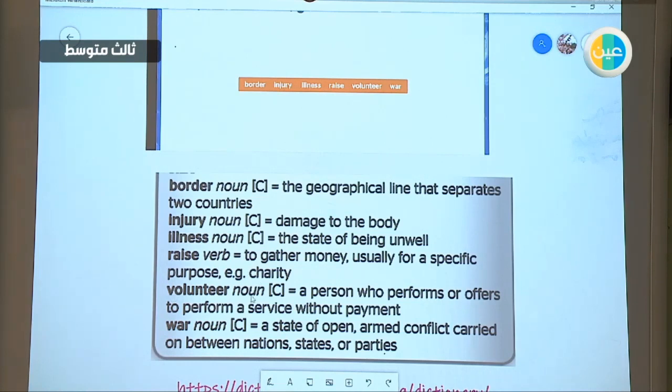Volunteer is a noun, a person who performs or offers to perform a service without payment, or to volunteer to do something. War is a noun, which means a state of open armed conflict carried on between nations, states, or parties. So those words are from an ordinary dictionary or a textbook dictionary.